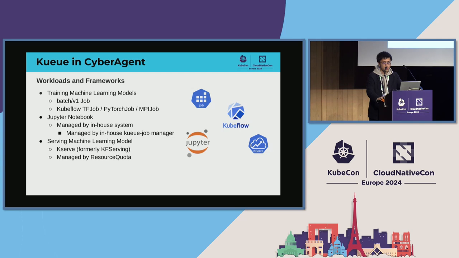Next, let me explain the kinds of workloads and frameworks. As you can see here, we have primarily 3 types of workloads: training models, notebook, and serving models. Basically, in every workload, we use open source frameworks like Kubeflow, KServe, PyTorch, and so on. But we manage only notebooks by ourselves. As we mentioned before, Kueue can easily adapt to in-house Kubernetes resources, so we implemented a small in-house Kueue job controller for notebook. After the next slide, I will show you details of training workloads.